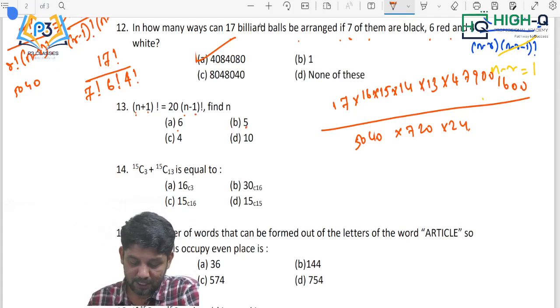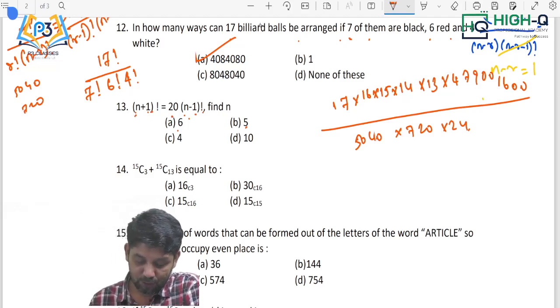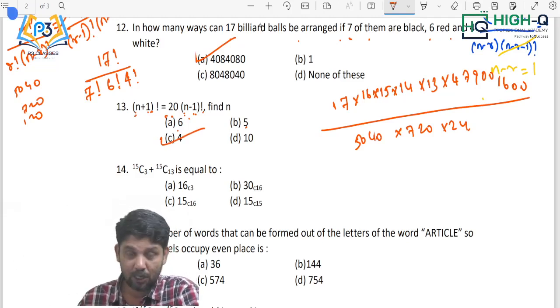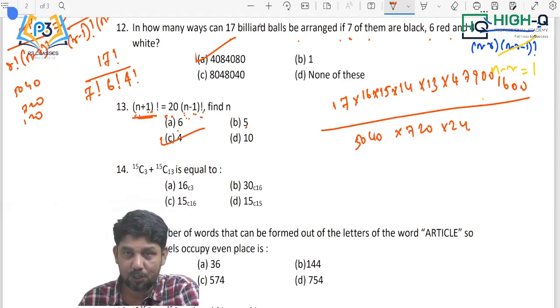5 plus 1, 6 factorial, 720. 5 minus 1, 4 factorial, 24 twenties are 480. Not coming, not coming. 4 plus 1, 5 factorial, 120. 4 minus 1, 3 factorial, 6 twos are 120. Wow, 4 is satisfying. No, sir, but I would like to do the actual method, sir. What is the actual method? Out of n plus 1 factorial and n minus 1 factorial, which one is greater?